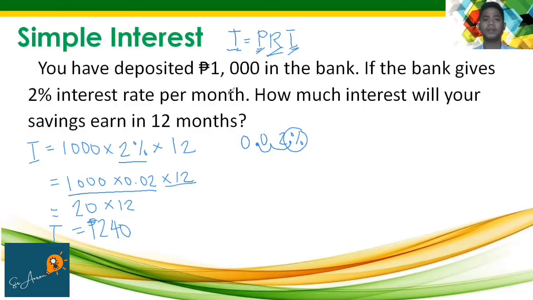So again, review lang natin yung interest. Yung principal at rate at time, pinagmumultiply lamang yun. Yung principal is the original money or cost or amount, then yung rate ay itong may percent sign, then yung time naman ay yung araw o kaya month or year. So that is how we solve for simple interest.